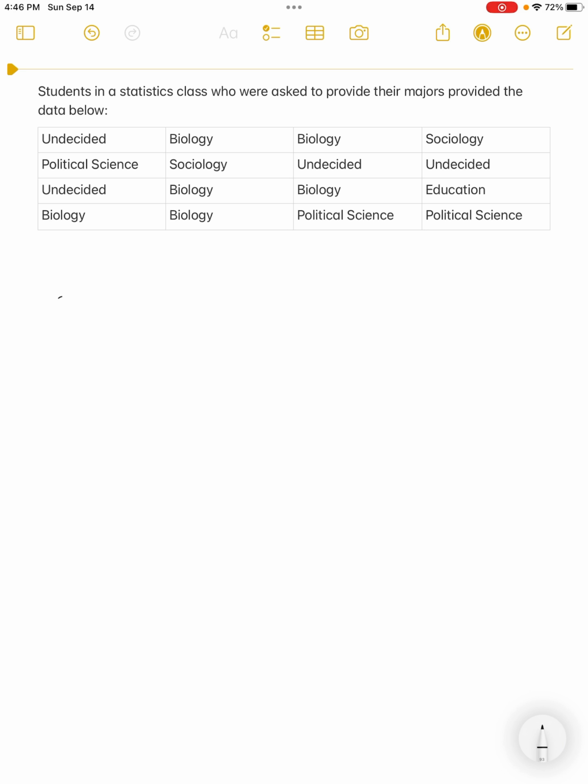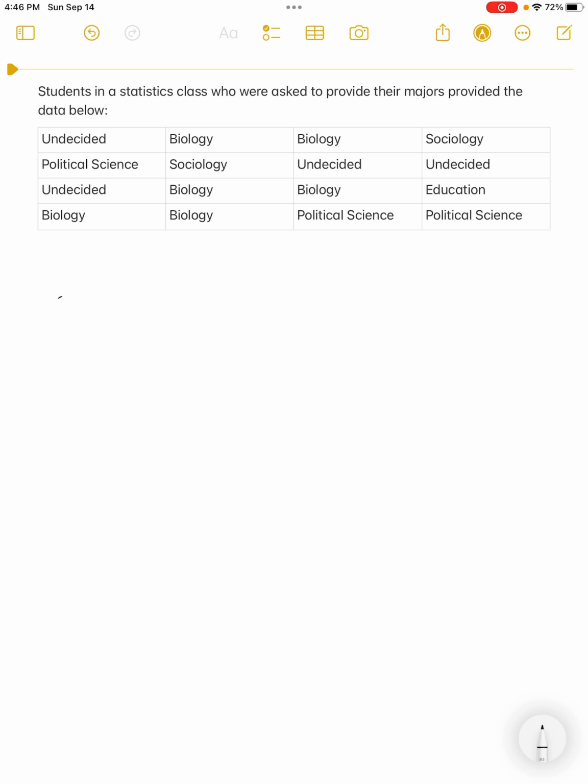Students in a statistics class were asked to provide their majors and provided the data below. You can see what the different individuals said, as participants in a statistics class. As you look at what was collected, majors like undecided, biology, sociology, political science, education, these are qualities, they're not numbers. And so this is where we're going to do a categorical frequency distribution.